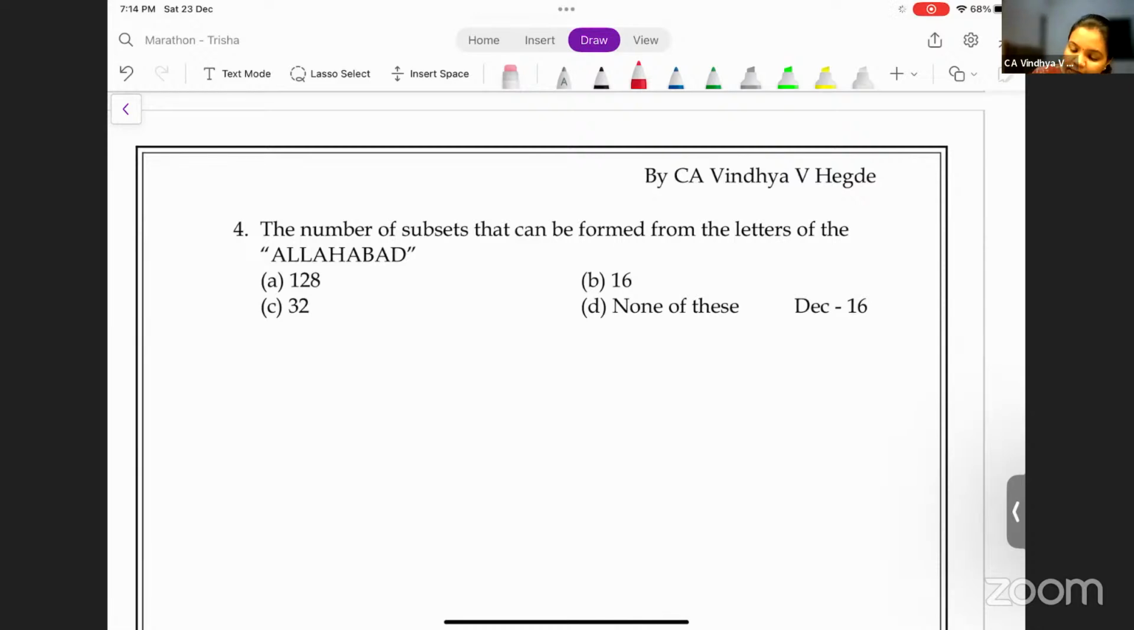Okay. So let us say set Z is equal to {A, L, H, B, D}. Now you might wonder, why did I miss the second L, and the repeated A? Because a set cannot have repetitions, right? So in the word Allahabad, there are more than 5 letters. But when you consider it in a set, you can only have 5 elements.